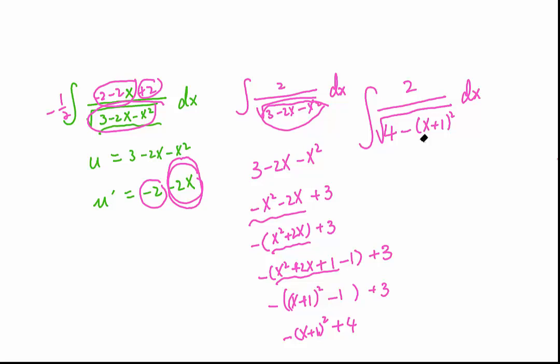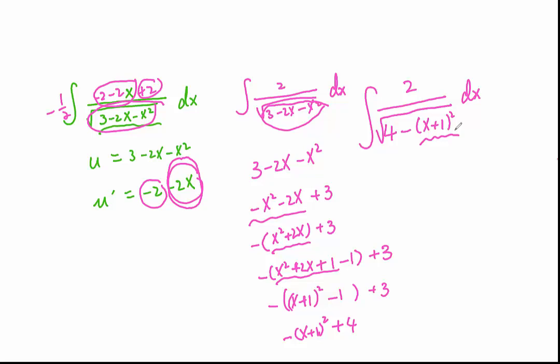Now we have to look at our trig substitution. Something very special comes out. The trig substitution we had before is x squared. Now we have x plus 1 squared. It might be hard to look at, right?